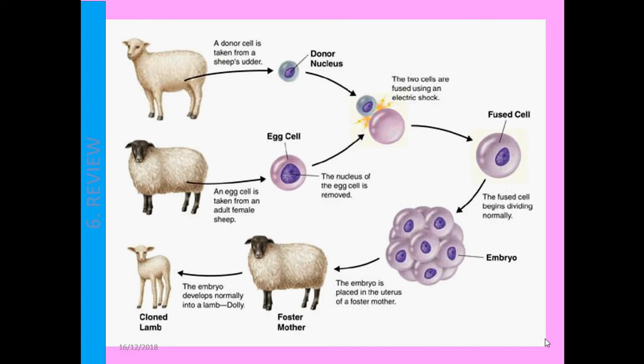When that offspring is born, the lamb that's born is genetically identical to the original lamb, the original sheep that the skin cell came from, okay? Because all of the genetic information came from that original sheep, okay? Where the egg cell came from, we took the nucleus out. It was just the empty shell of the egg that we were using to turn it into an embryo, okay? No sperm involvement at all.